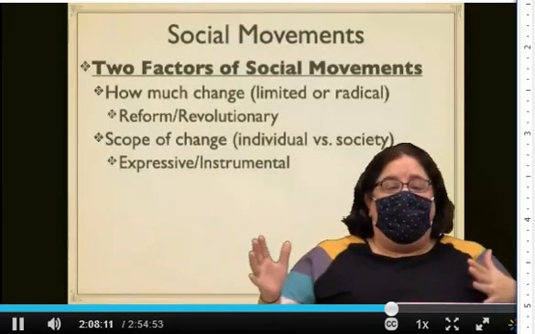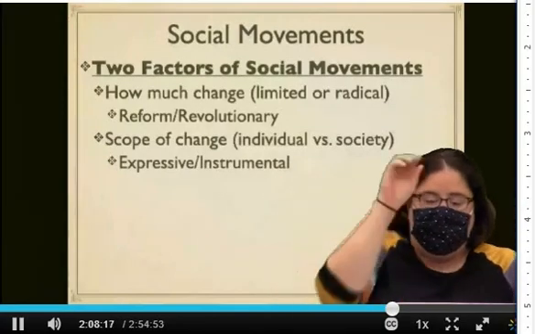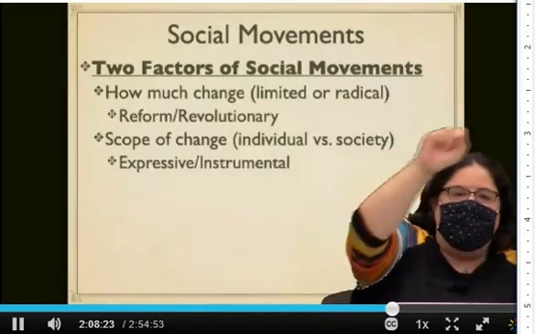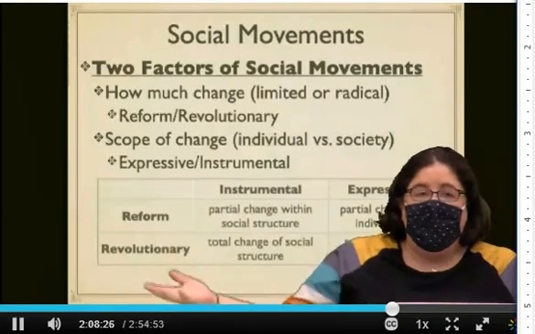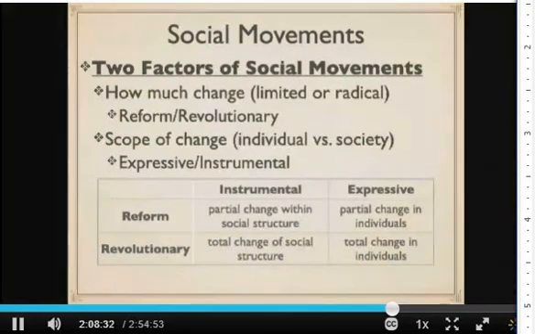So if you were to make a little chart with reform and revolutionary movements on one side, and instrumental and expressive movements on the other side, it would look something like this. If you have the outline, it's a little easier to see. The very first box is where instrumental and reform movements overlap. That would be social movements that want limited, partial change, and they want it to occur at the instrumental level, which is the societal level.